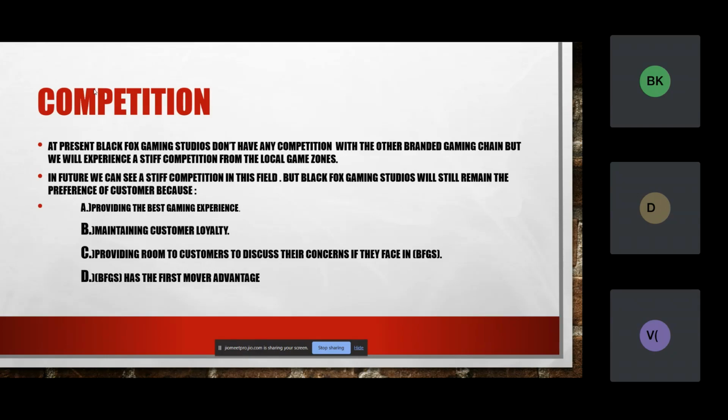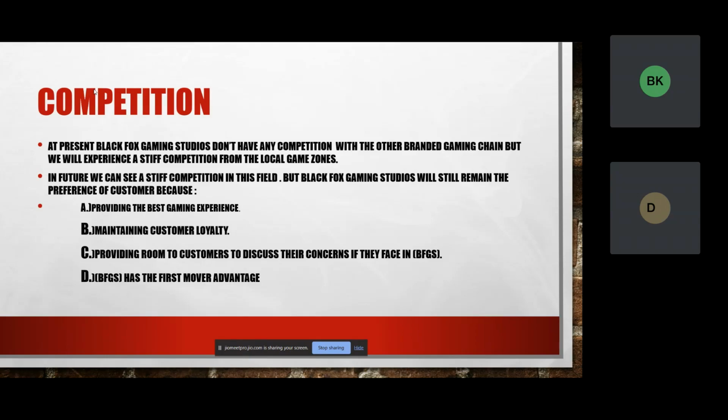So Black Fox Gaming Studios will provide them a platform where they can show their skills and their efforts, where they can consider gaming an occupation, and gaming will not carry that guilt. Like if a person asks me what do I do, I'm a gamer, and the person should not feel that gaming is not a profession in our society.